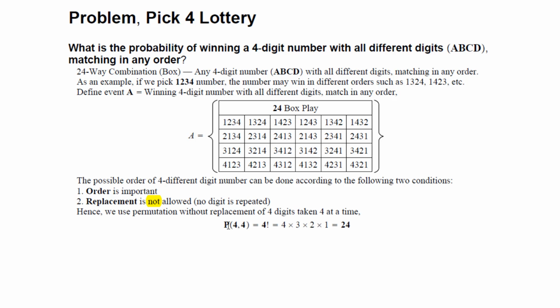The formula for that, for order mattering and replacement not allowed, is permutation of 4 digits taken 4 at a time, and that is equal to 4 factorial, which is equal to 24 possible orders of this sequence. So if the winning ticket is 2413 and we played, let's say, 1324, we can still win with this 24 box play. How many possible arrangements can we have of this ticket 1, 2, 3, 4?